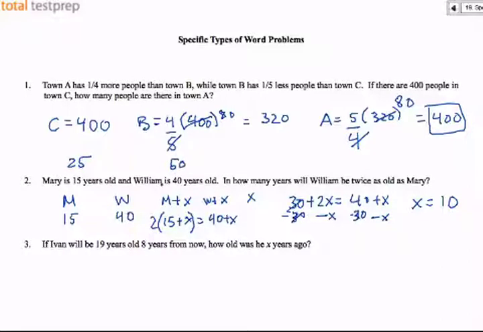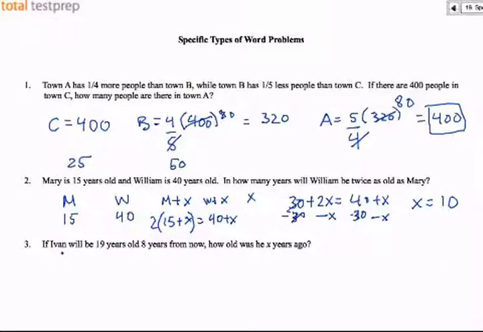We used the redistribution method for this question. We did that by setting up the unknowns. The 15 plus x is what Mary is going to be in x years. The 40 plus x is what William is going to be in x years. And then the relationship between them is that William's age is going to be twice Mary's age. So we have to multiply Mary's age by 2 because it's the one that's smaller.